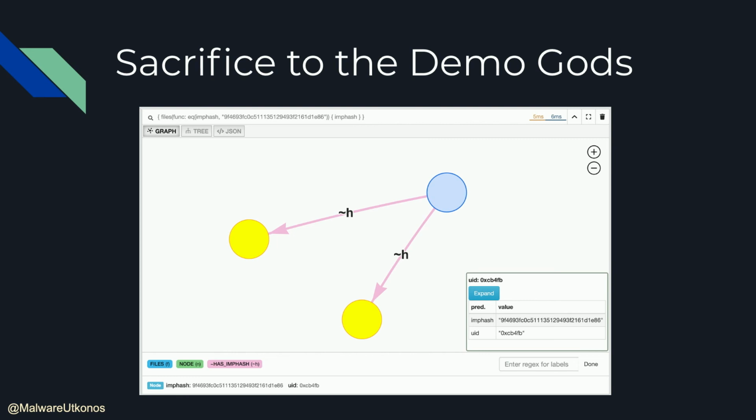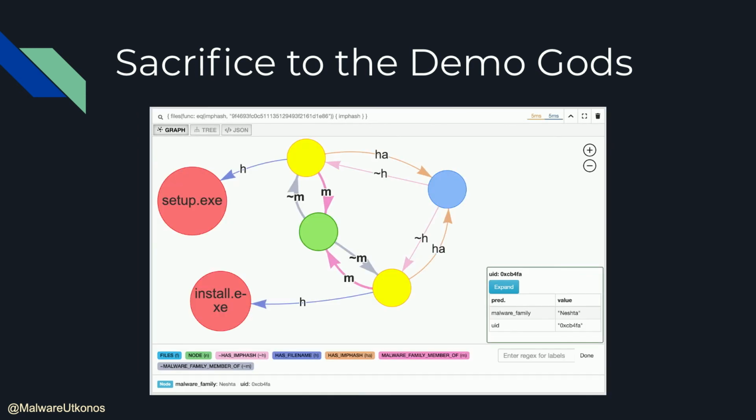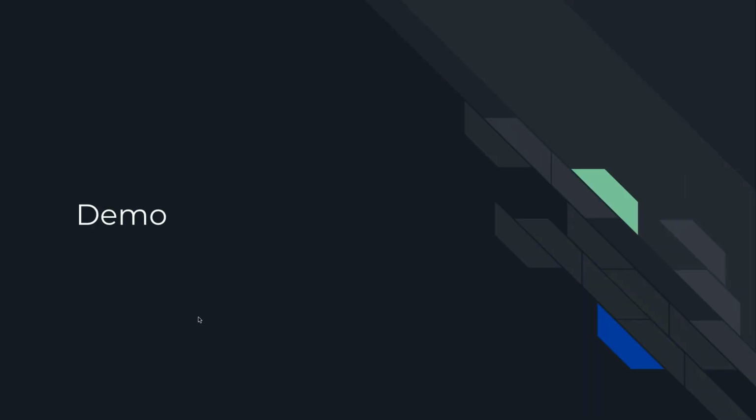But basically, you've got the blue, which is an import hash. So I've got an import hash. I want to find things that share that import hash. So those are two files that are graphed. Now, I know this doesn't look so sexy in its still form, but give me a moment. And then you can expand the graph and find other relationships. So the green in the middle is Neshta, and this is the malware family that relates those two files together that are also related by that import hash. So let's try a demo.